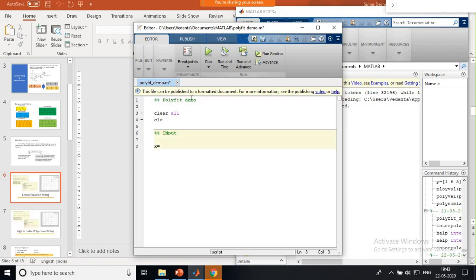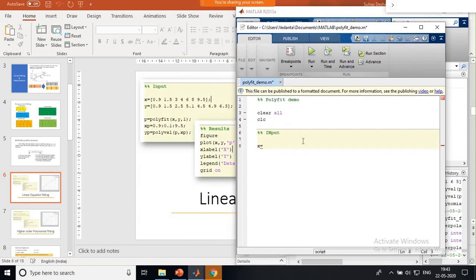Then I can have x equal to, and here I will take all the data points as they are, it will be better. So here it is 0.9, 1.5, 3, 4, 6, 8, 9.5. So this is x. y is equal to 0.9, 1.5, 2.5, 5.1, 4.5, 4.9 and 6.3.